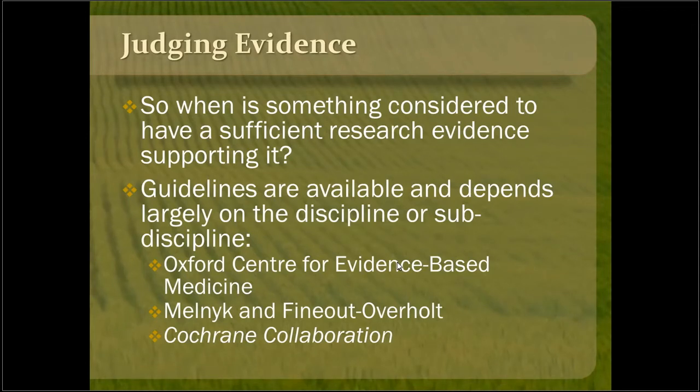We have the Melnyk and Fineout-Overholt levels of evidence. We'll look at that one in a moment. And then we'll talk with a little more depth about the Cochrane Collaboration. So these are groups, collaborations, that make judgments about a body of evidence. They do the judging, and they're the ones that make a kind of objective decision regarding a body of evidence.